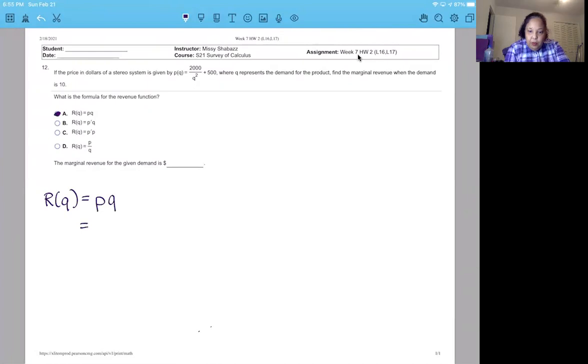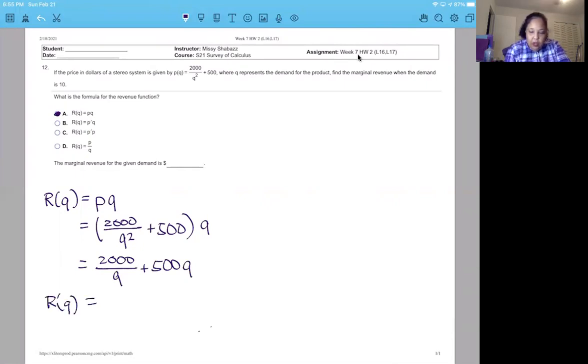And if I compute that, I get 2,000 over Q squared plus 500 times Q. Let's distribute that Q. So I get 2,000 over Q plus 500Q. Now, since we're looking for the marginal revenue, we're going to have to take the derivative. So I'm going to rewrite this as 2,000 Q to the negative 1 plus 500Q.